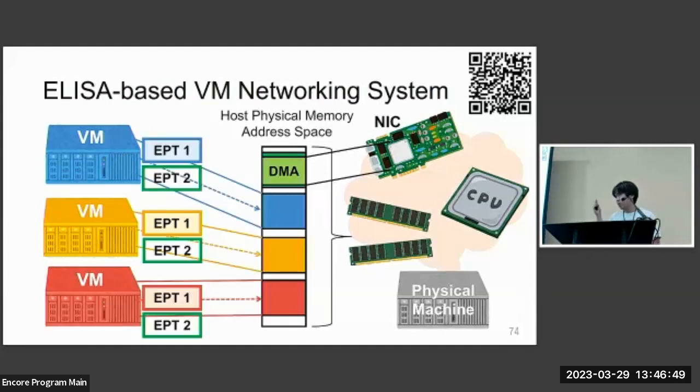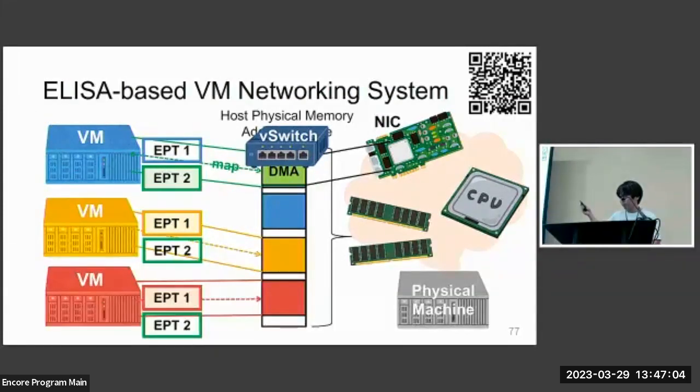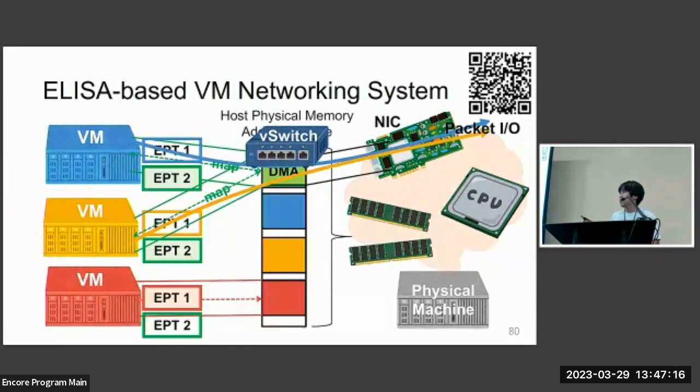This was the baseline. For the ELIZA-based VM networking system, we put the vSwitch in the trusted domain. To access it, the VM triggers the VM func, enters the trusted context, and going through this trusted context, the VM can transmit packets. The other VM can also do the same. We can also transmit packets between two different guest VMs because this is just a simple virtual switch. And we measured the performance.